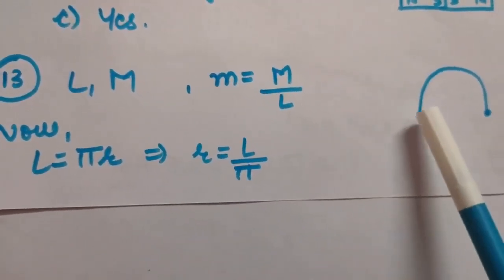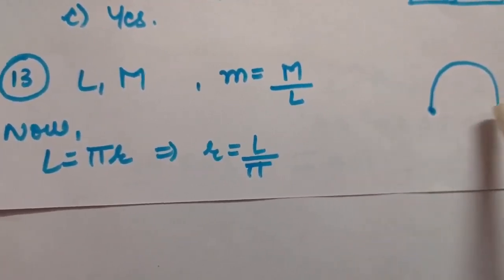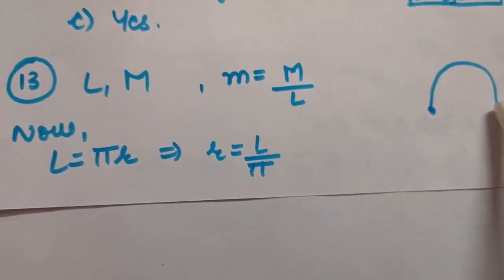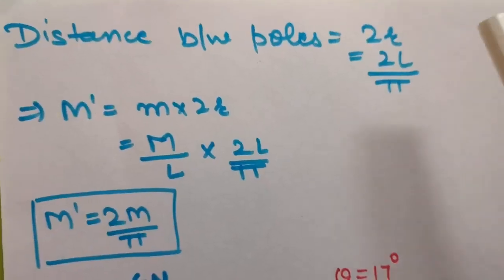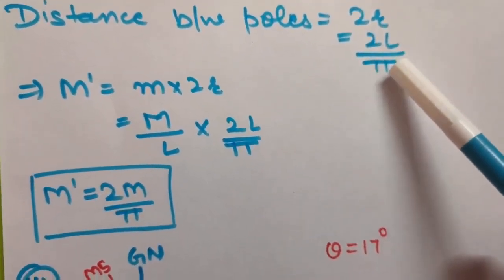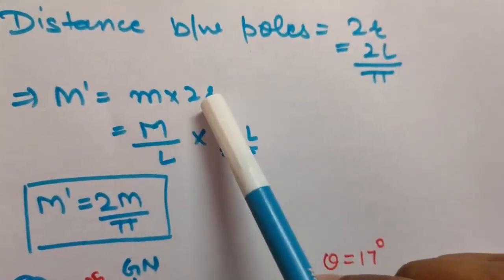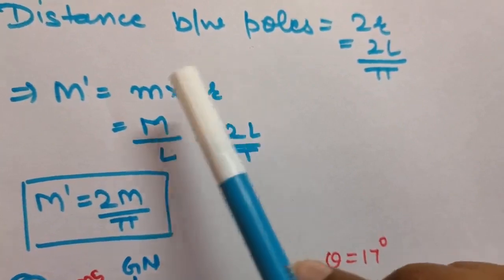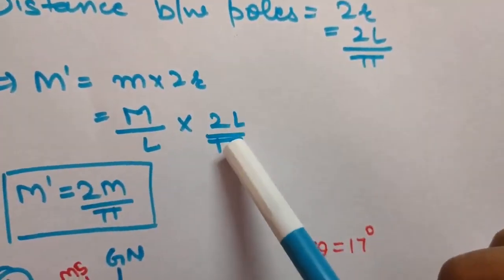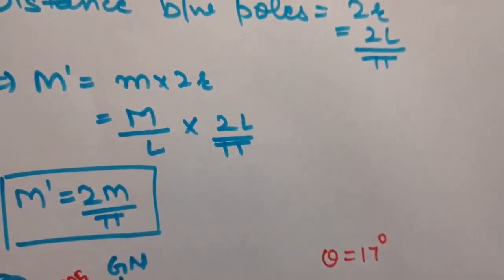Now if you clearly see, these are the two poles of this magnet. If I calculate the distance between these two poles, that is 2r, because r is the radius. So the distance will come to be 2r, and r is L upon pi, so it will come to be 2L upon pi. The new magnetic moment will be pole strength into distance, that is m into 2r. Pole strength is M by L, and 2r is 2L by pi. L will cancel out, so you will get the new magnetic moment to be 2M upon pi.